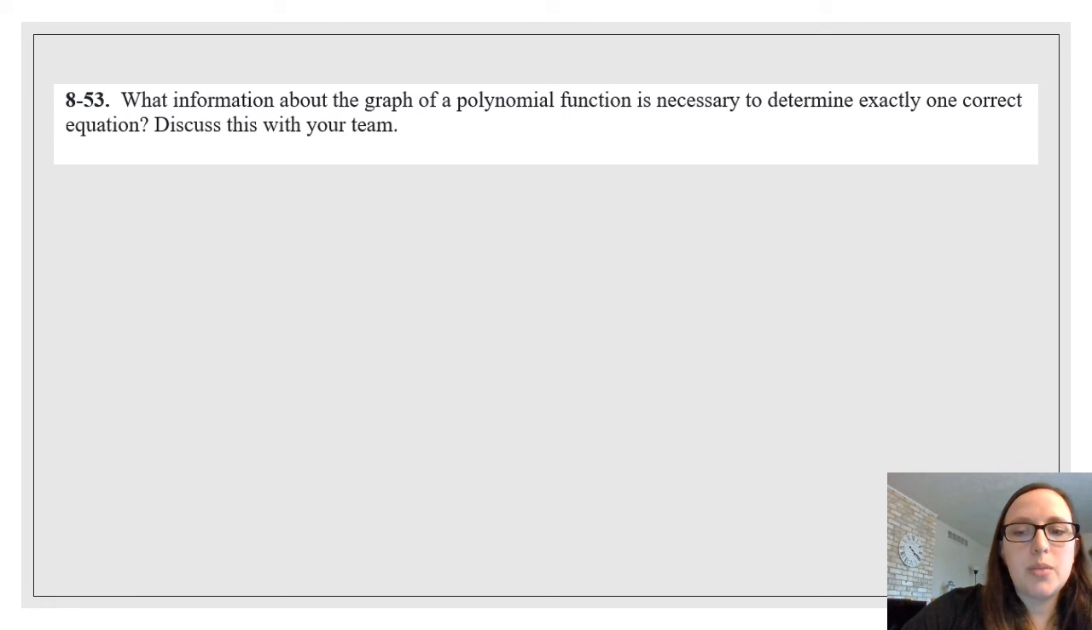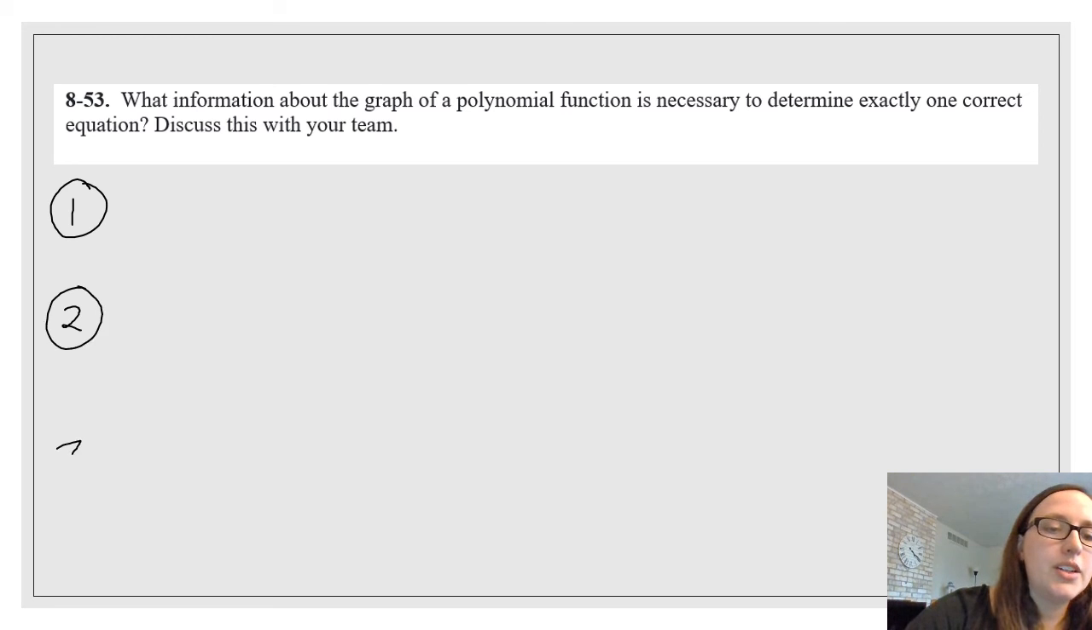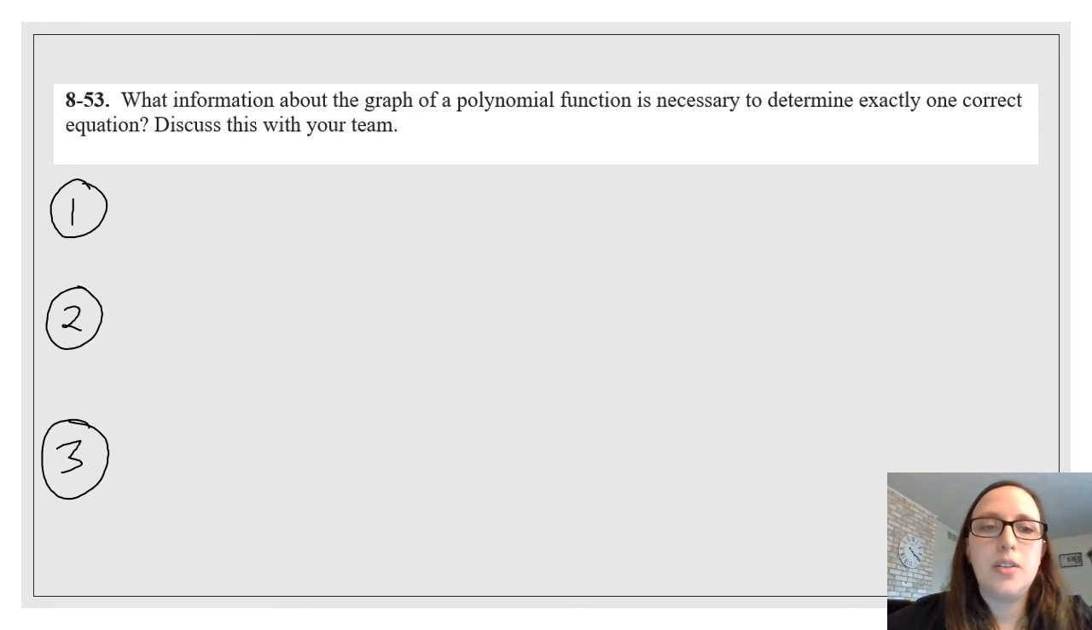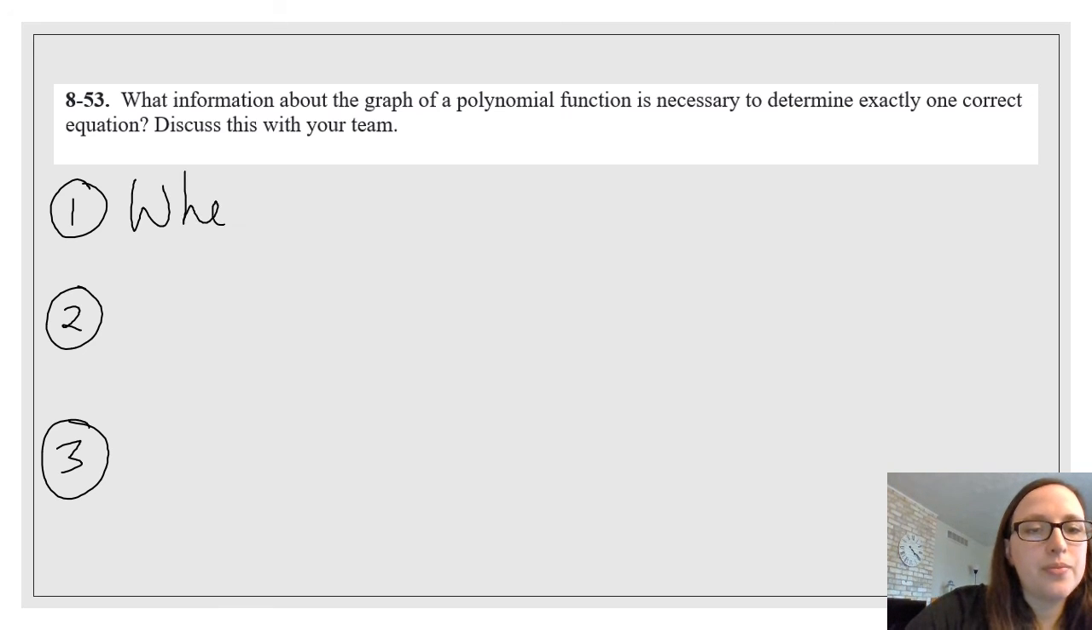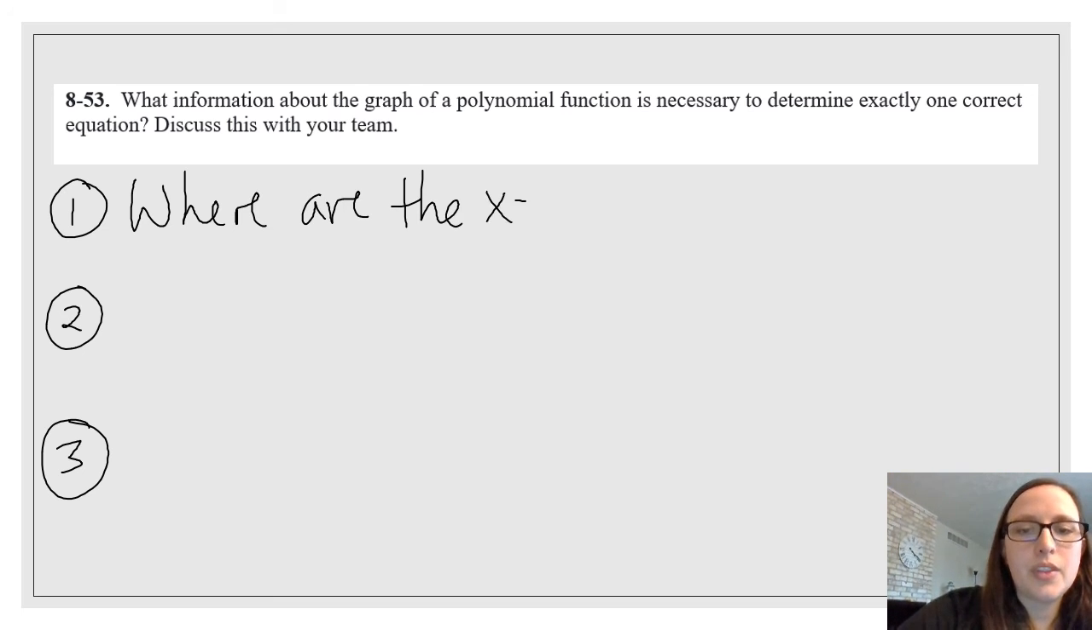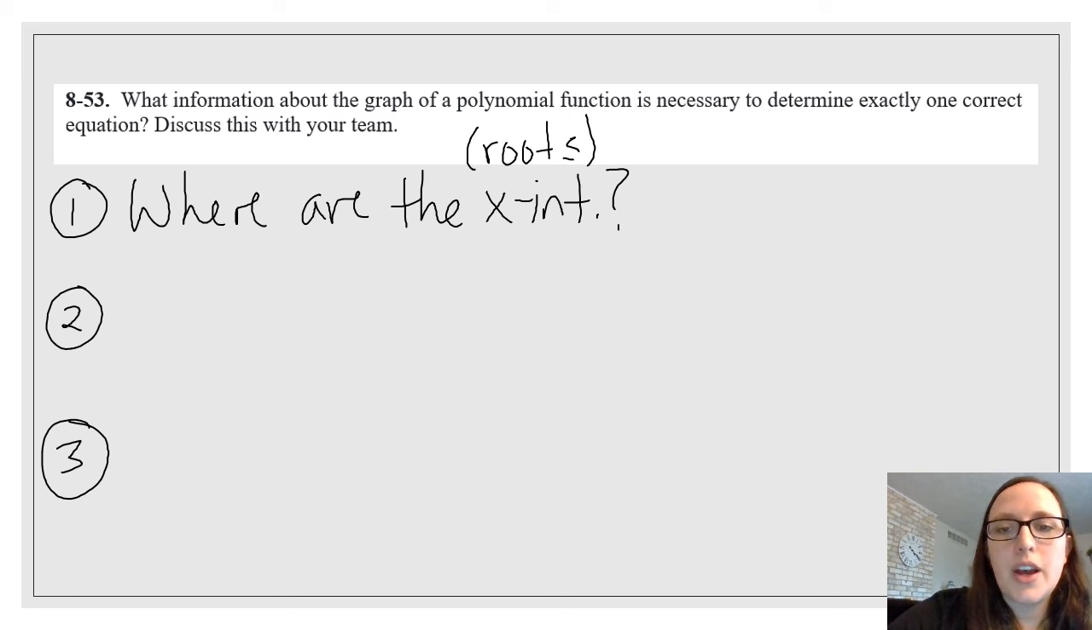So to summarize everything, there are 3 criteria that we need to create an exact equation. The first is knowing where the x-intercepts are. Or the roots. Remember, x-intercepts and roots are the same things. So that will tell us the factors.